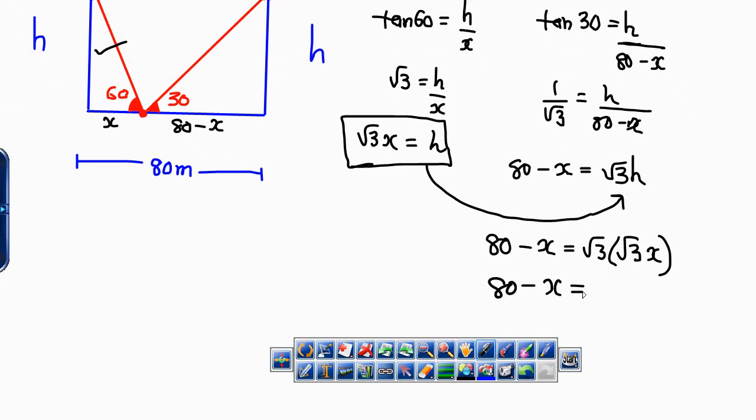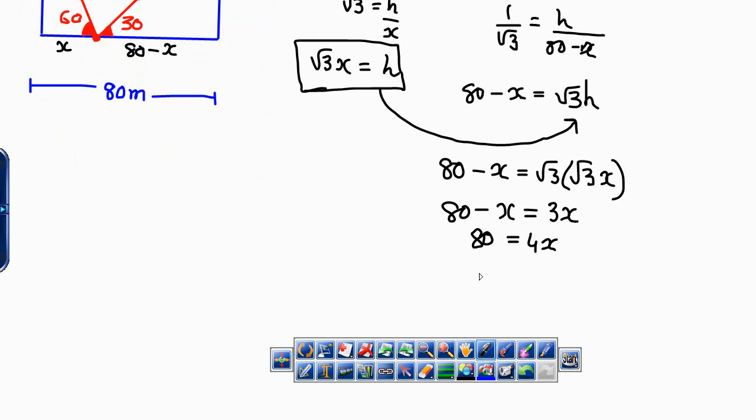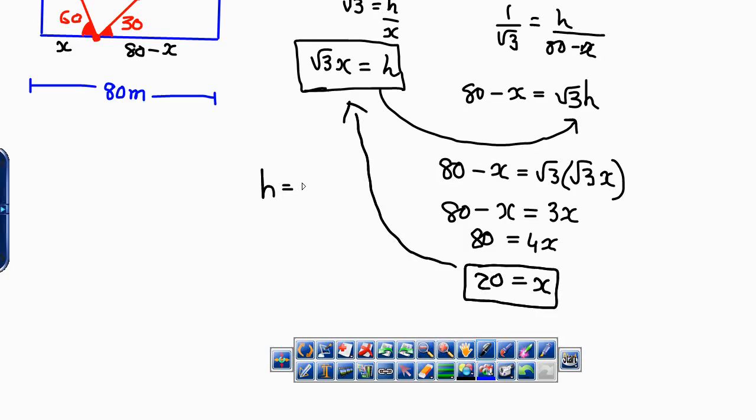80 minus x is equal to 3x. 80 is equal to 4x. 4 gets divided, x is 20. And as soon as you get x as 20, you put here: the height of the pole is root 3 x, means root 3 into 20, 20 root 3.